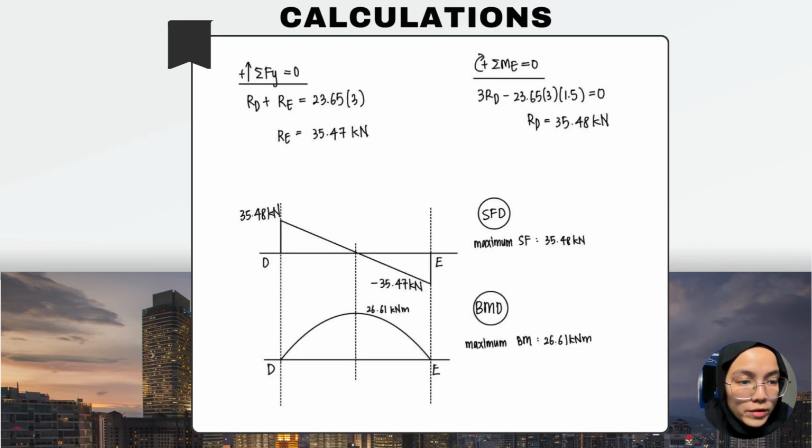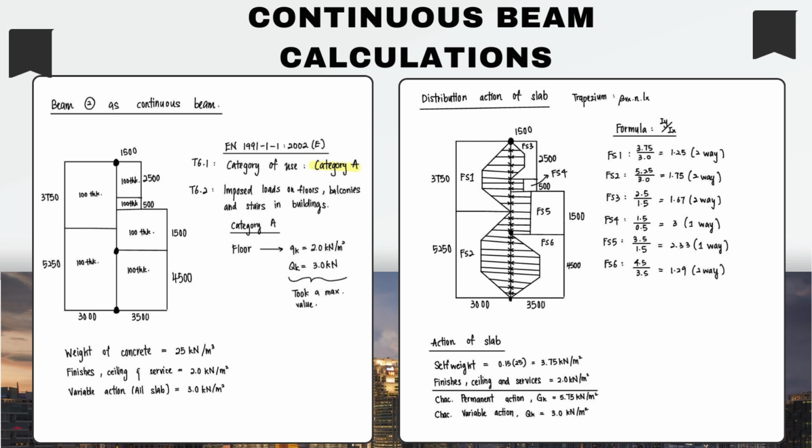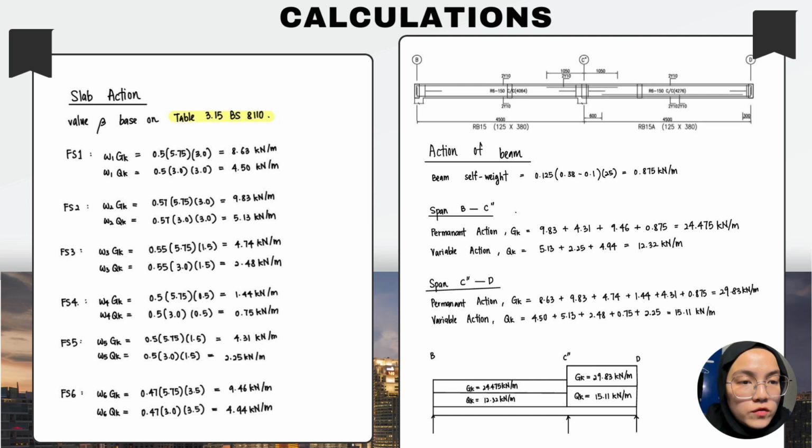For the shear force diagram that we obtain, the maximum shear force is 35.48 kN, and for the bending moment diagram the maximum is 26.61 kN meter. Based on the formula, these are all the values obtained for the slab action and the action of beam for span BC and span CD.